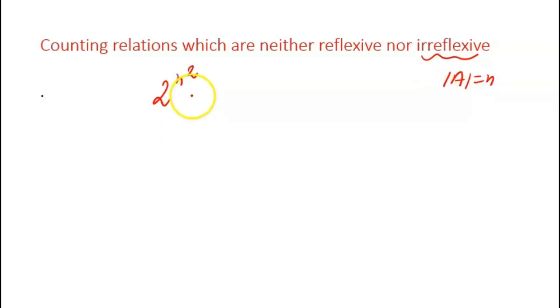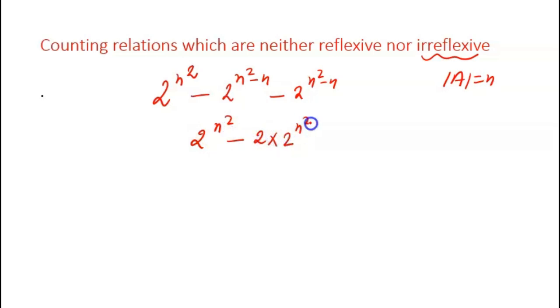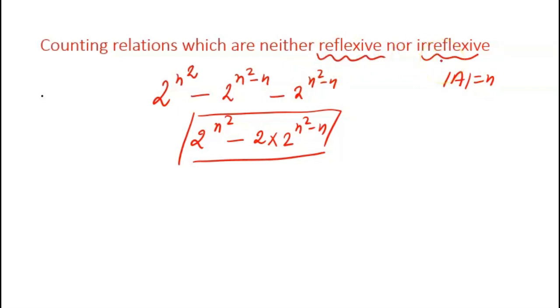That was the total number of relations that we can define on a set A with n number of elements. And from that I am going to subtract those relations which are reflexive. So the total number of reflexive relations is 2 to the power n square minus n, and the total number of irreflexive relations is also 2 to the power n square minus n. So the total number of relations which are neither reflexive nor irreflexive is 2 to the power n square minus 2 into 2 to the power n square minus n, right? Sorry, let me rephrase: the total number of relations which are neither reflexive nor irreflexive, right?